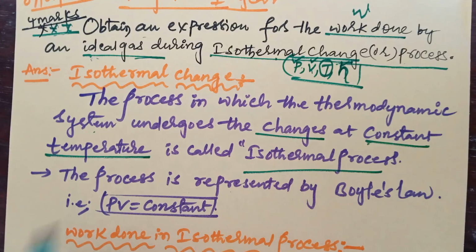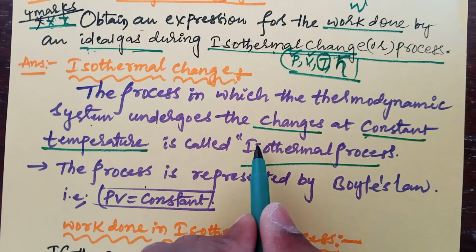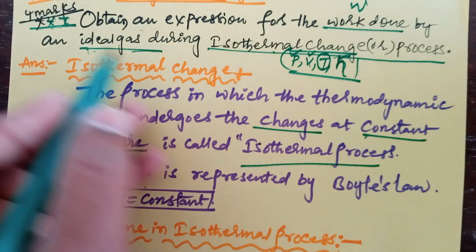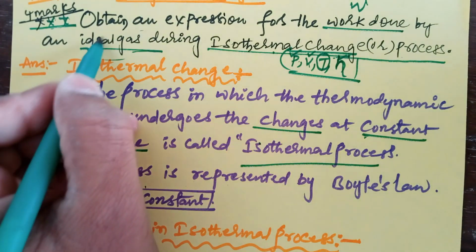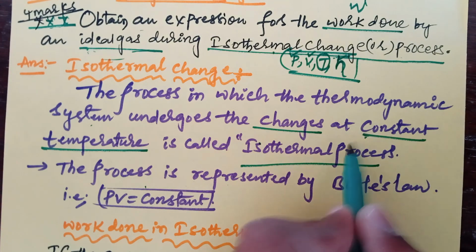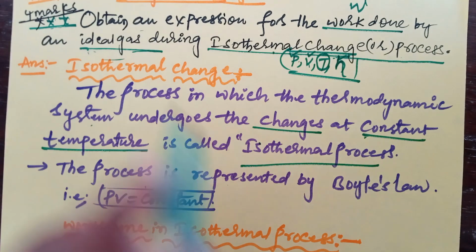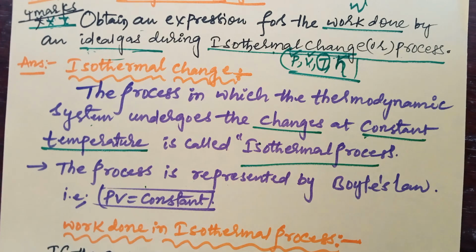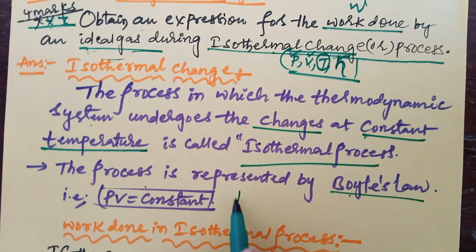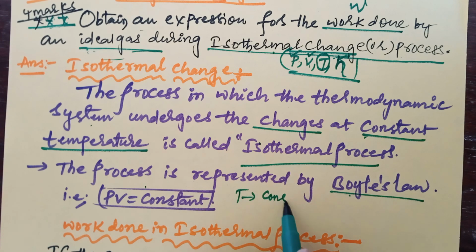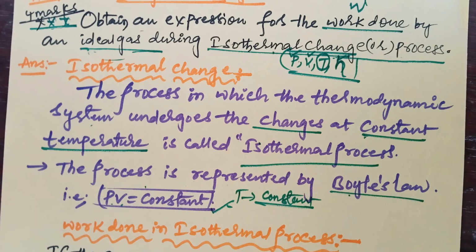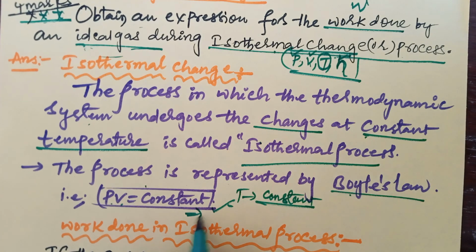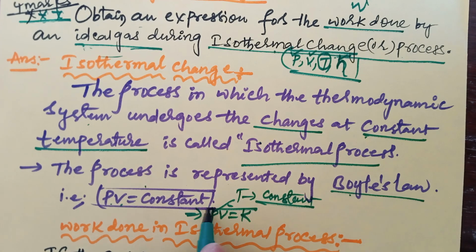In an isothermal process, an ideal gas obeys the gas laws, Boyle's law as well as Charles law, but since temperature is constant, the process is represented by Boyle's law. In Boyle's law also temperature is constant, which is nothing but pressure into volume is equal to constant. PV is equal to constant. PV is equal to K.